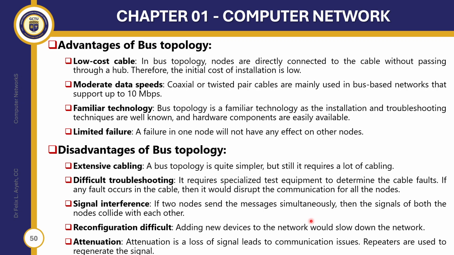Extensive cabling: the bus topology is quite simple, but it still does require a lot of cabling. It's difficult to troubleshoot, there is signal interference, and reconfiguration is also quite difficult. And attenuation usually sets in with this type of topology. Attenuation is a loss of signal, which leads to communication issues. And I said, when you use the twisted pair cable, after 100 meters, attenuation sets in. So it means there's a loss of signal after 100 meters when you use the twisted pair cable.